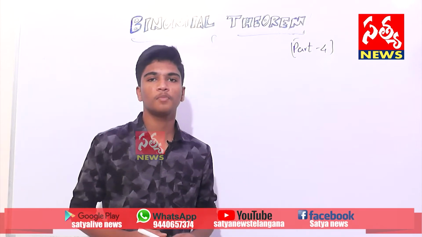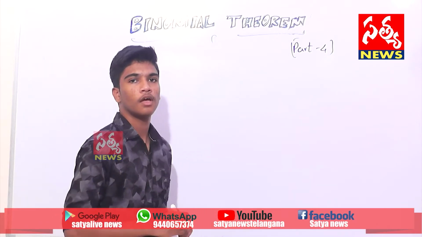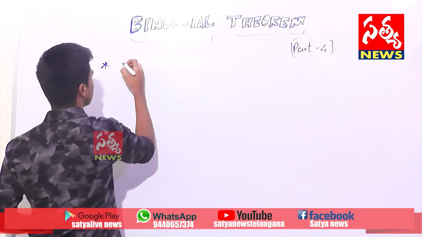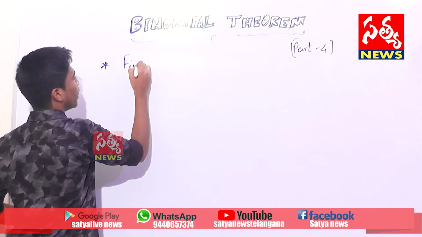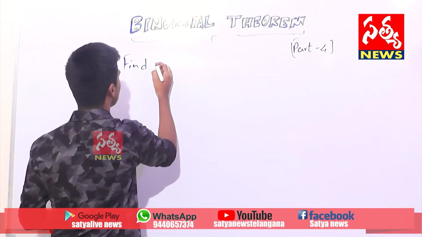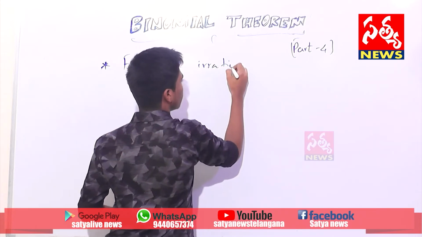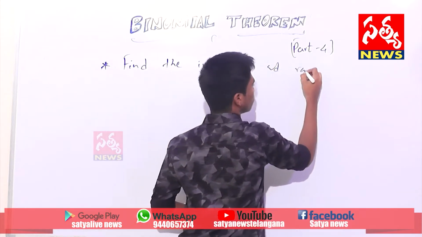Now we are here with the fourth part of binomial theorem. First of all, let's rewind part 3. At the last of part 3, we learned how to find the irrational and rational terms.